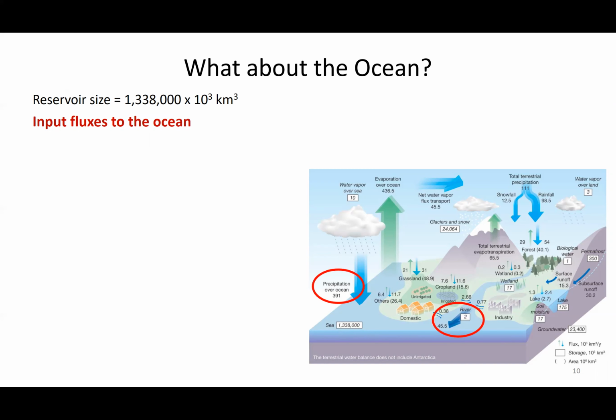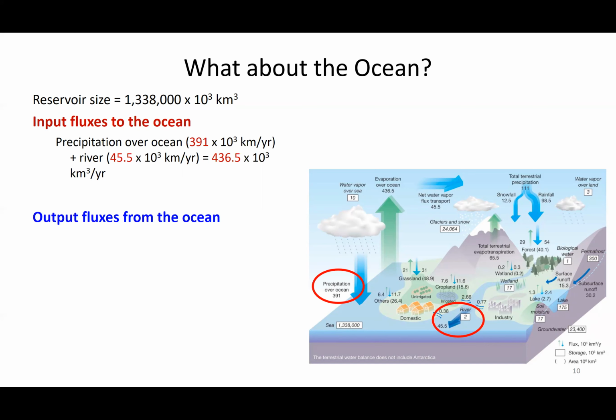And they're noted there. When we tally those up, we come up with a number of 436,500 cubic kilometres of water each year that precipitates or flows into the ocean. Similarly, if we look at the output fluxes from the ocean, there is one major output flux, and that is the evaporation from the ocean into the atmosphere overlying the ocean. And you'll notice the number there, 436,500 cubic kilometres, equals the input fluxes to the ocean.